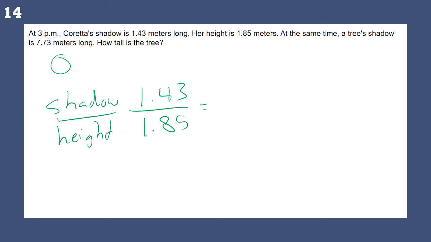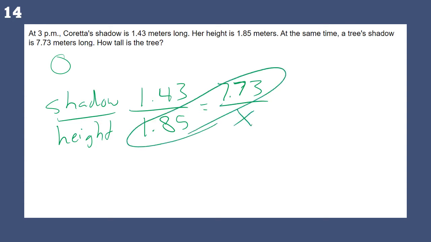Now the tree shadow is 7.73, so I'm going to put that on the top because that's where I put Coretta's shadow. And it says how tall is the tree? In other words, what's the tree's height? I'm going to put an x right there. And all we're going to do is cross multiply and divide to find that answer, just like we'd solve any other proportion.